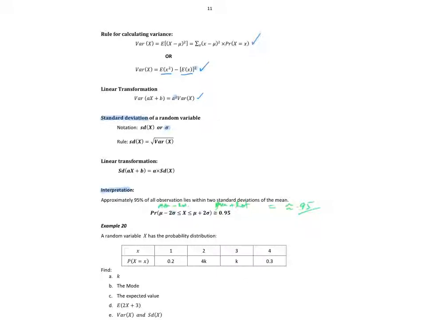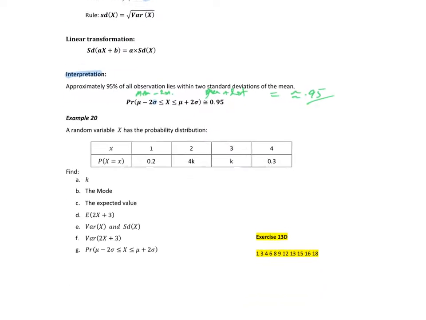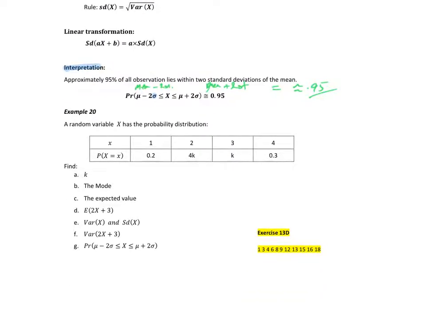Okay, so that's what we expect. So if you like, that's a practical application. Within 2 standard deviations, up or down from your mean, 95% of all your data will lie. All right, so let's have a look at a final sort of use of all this.